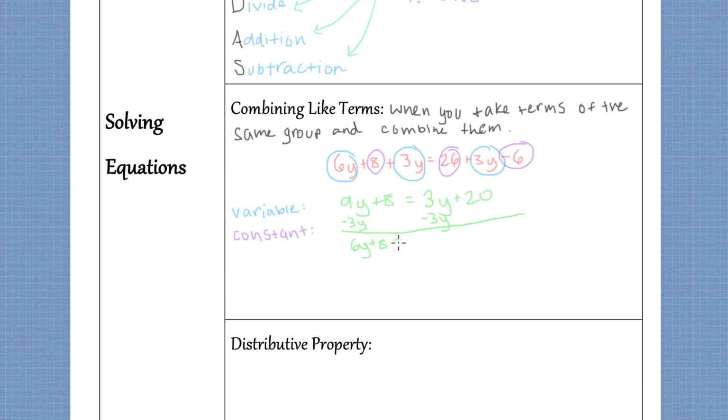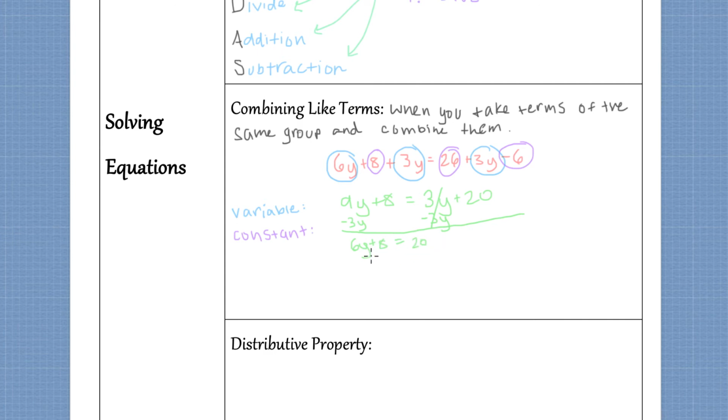And the next side is going to be equal to 3y minus 3y is equal to 0. It sort of just cancels itself out. And so that leaves us with just a 20. Now over here we have the 8 and we have the 20. So we want to take the 8 and move it over to where the 20 is.